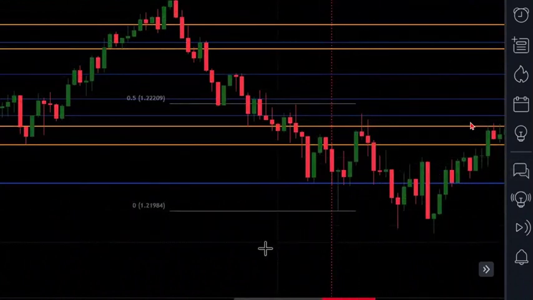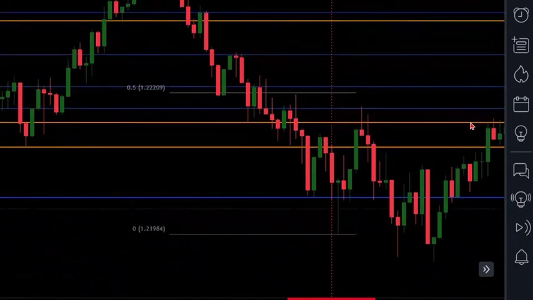Damn, he said that's some bullshit. ICT does not trade forex. But you see, ICT does trade forex.